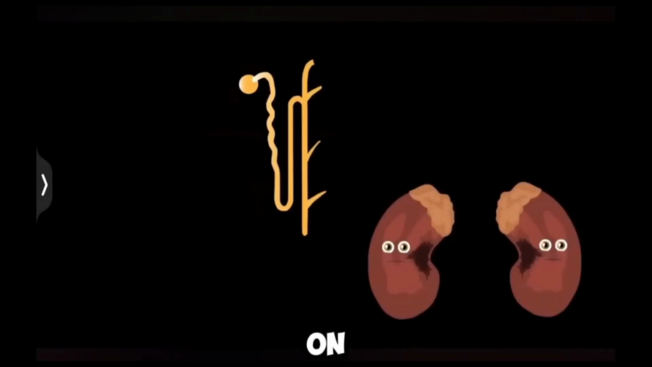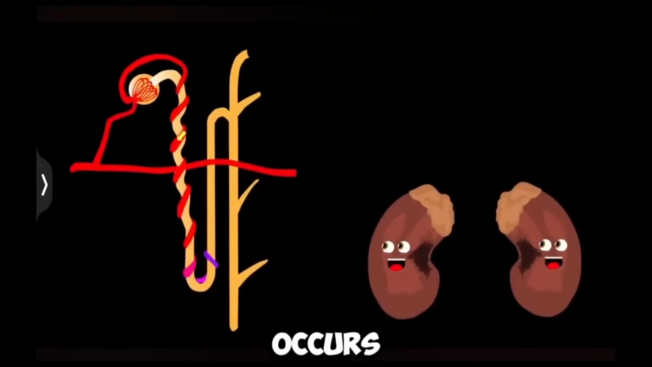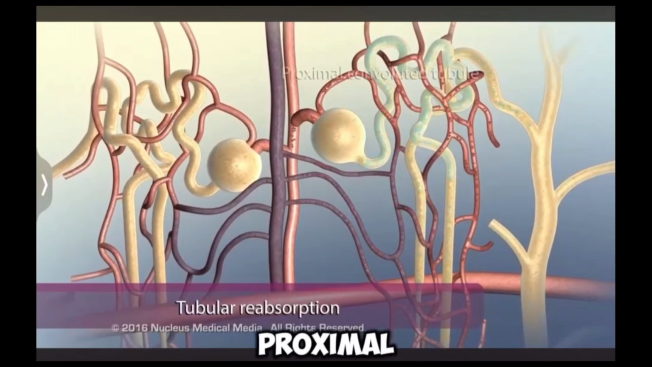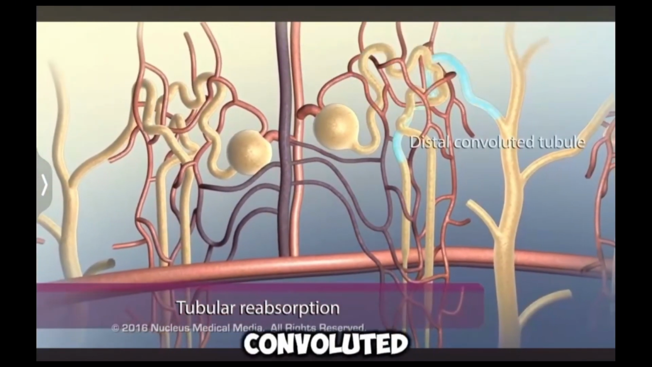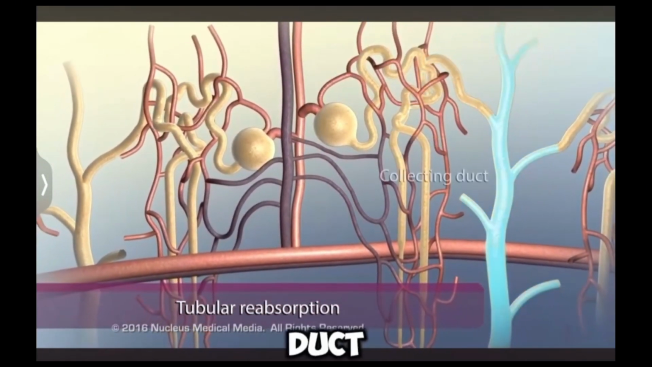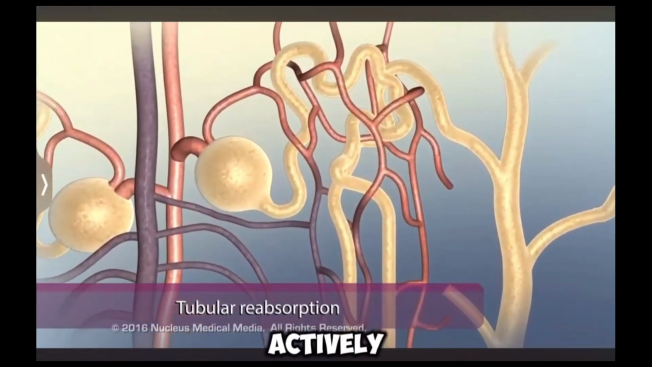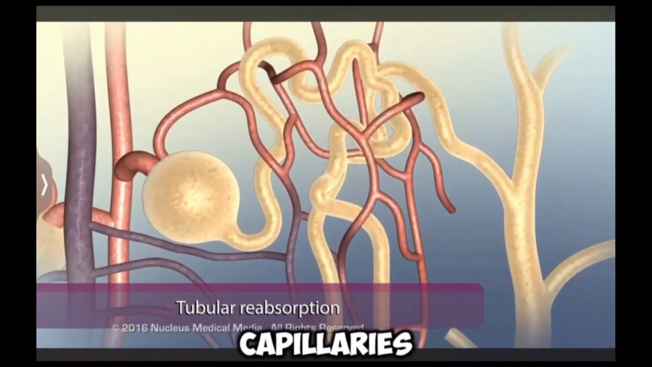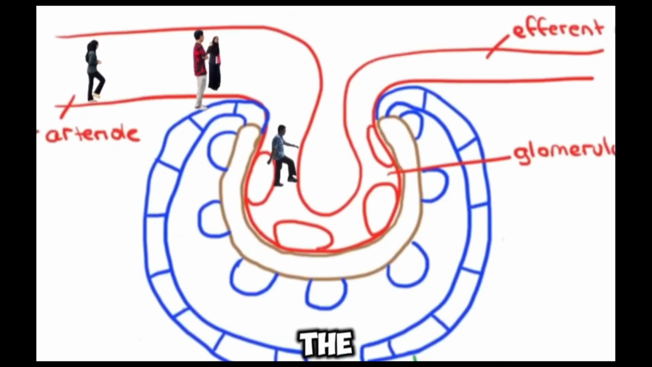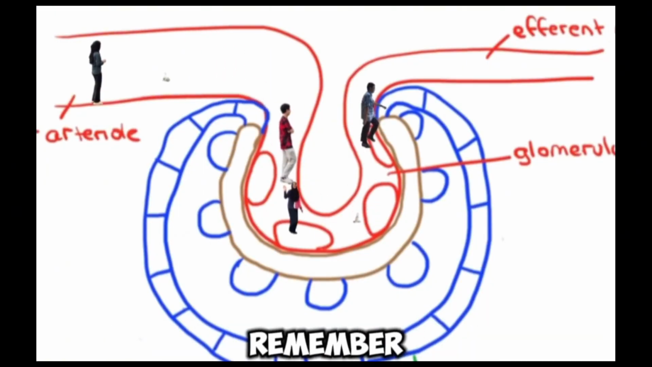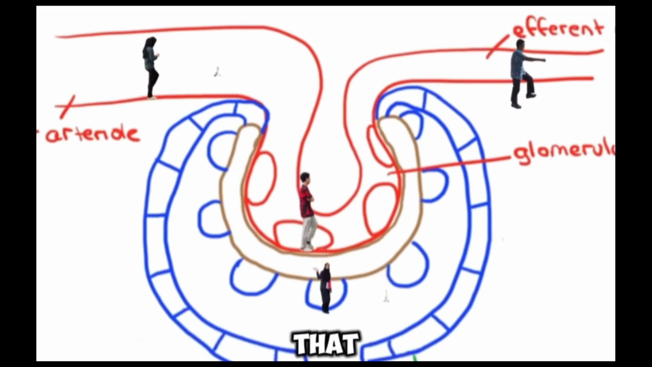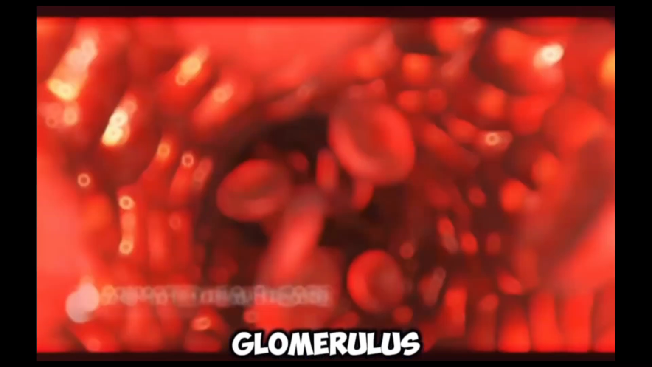Now, we'll move on to secretion. The secretion occurs mainly in three areas: the proximal convoluted tubule, distal convoluted tubule, and the collecting duct. The substances are actively transferred. Let me repeat, actively transferred into capillaries around the nephron, then to the glomerular filtrate. Remember, glomerular filtrate are the substances that have passed through the glomerulus.